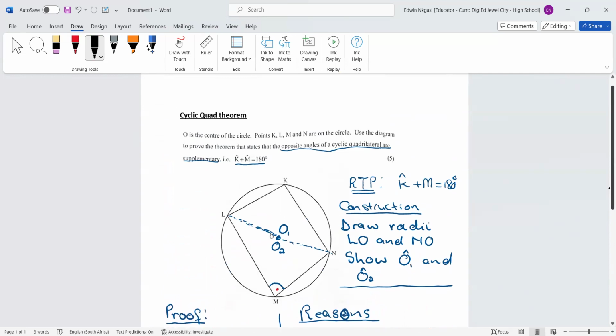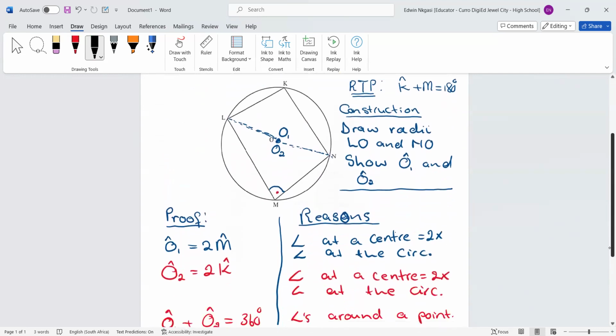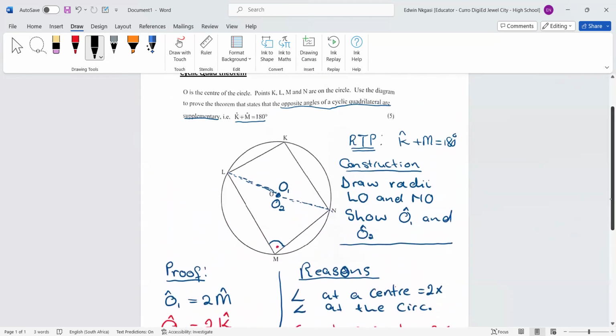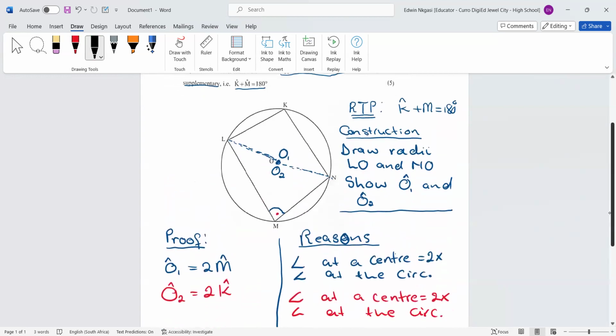All right, so this is one of the easy theorems to prove, and these are the steps that you need to take in proving this theorem.